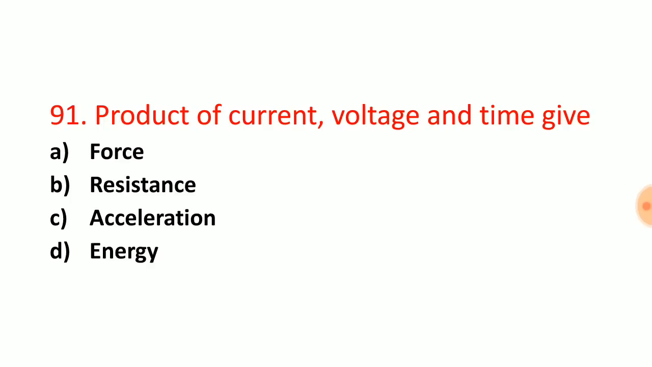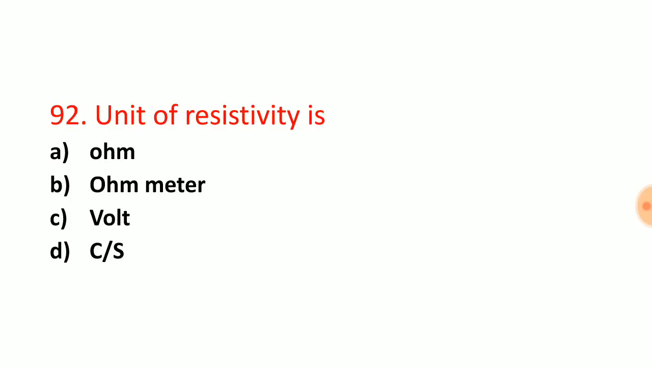Question number 91. Product of current, voltage and time gives energy. We already solved this type of question in the numerical section. So current, voltage and time gives energy. Question 92. Unit of resistivity is ohm meter. Option choice B is the correct answer.